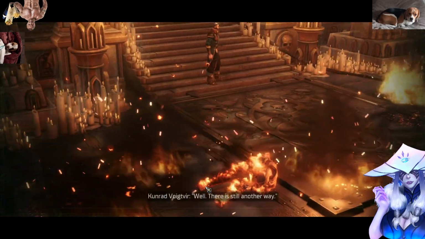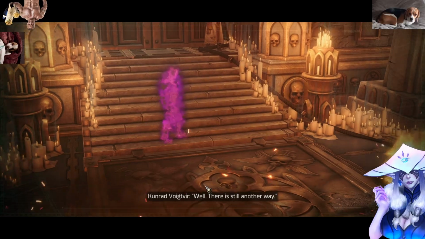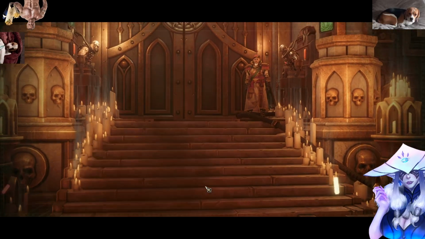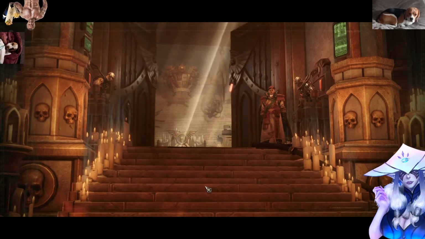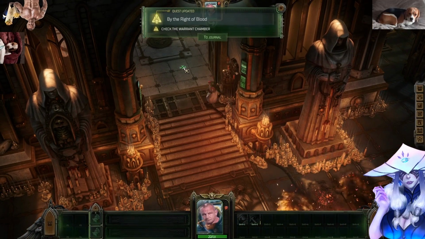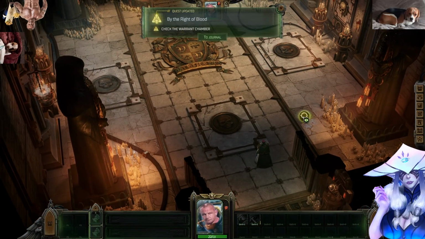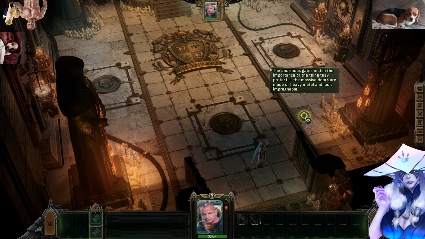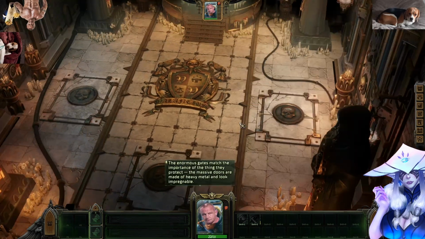Oi! There is still another way. Check the warrant chamber. Okay, but close the door. The enormous gates match the importance of the very thing they protect. The massive doors are made with heavy metal and look impregnable.